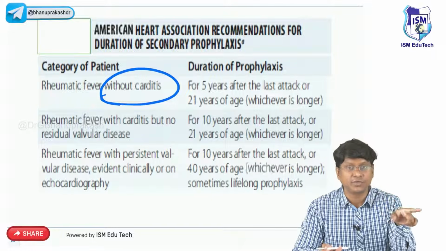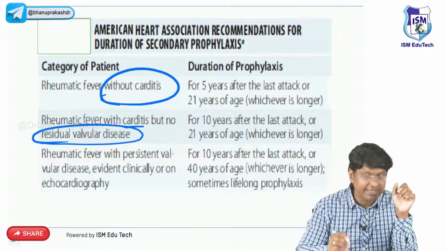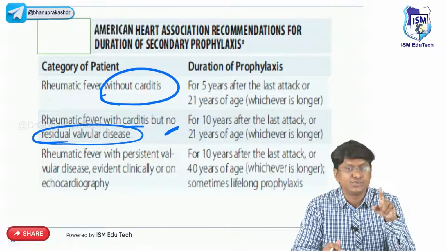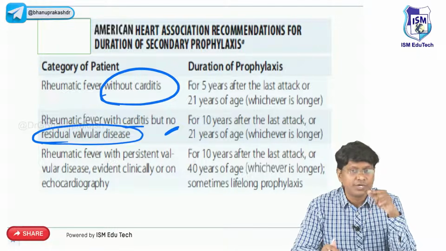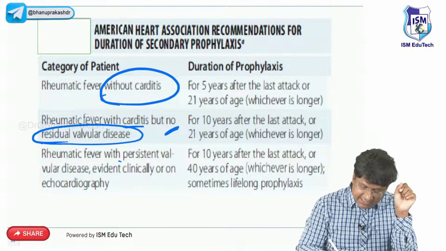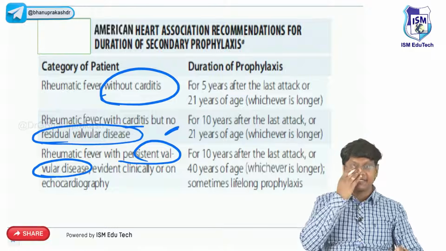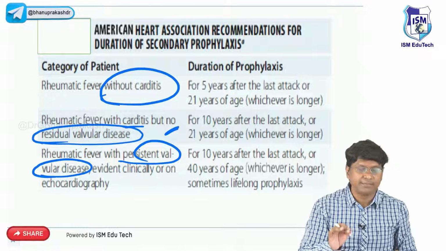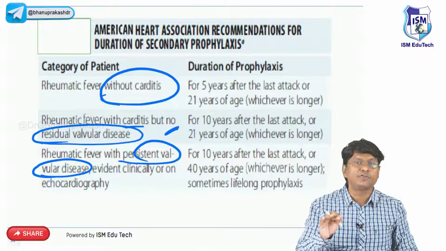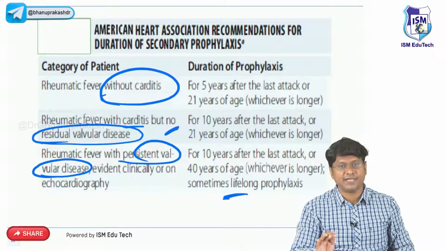That is rheumatic fever without carditis. But if the patient has carditis but residual valvular involvement is not there, then in such a case you give it for 10 years after the last attack or 21 years of age, whichever is longer. But if the patient has persistent valvular disease, in such a case you need to give this benzathine penicillin for 10 years after the last attack or 40 years of age, whichever is longer, and sometimes lifelong prophylaxis is given.